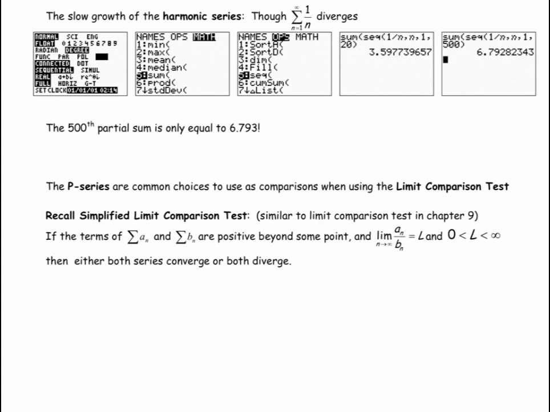In other words, this sum is not bounded. There's no limit to this sum. So that just gives you a sense of how slowly that diverges. That just barely misses the cutoff for a convergent series.